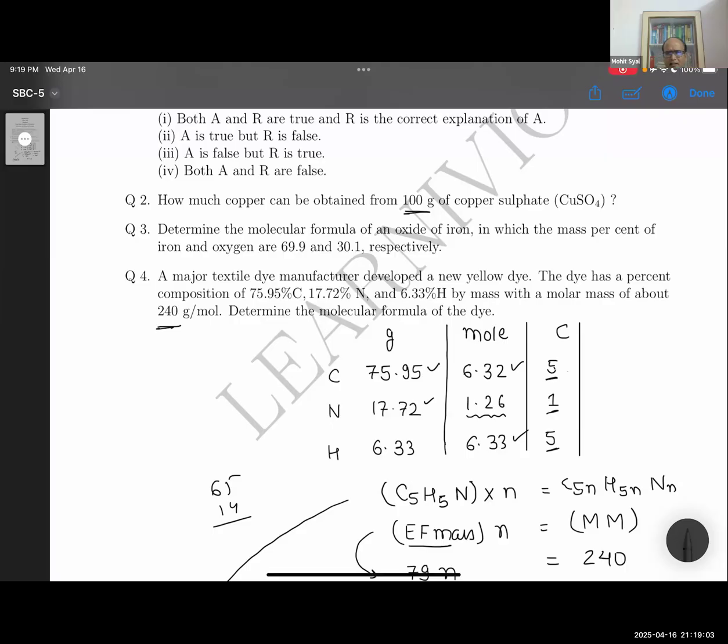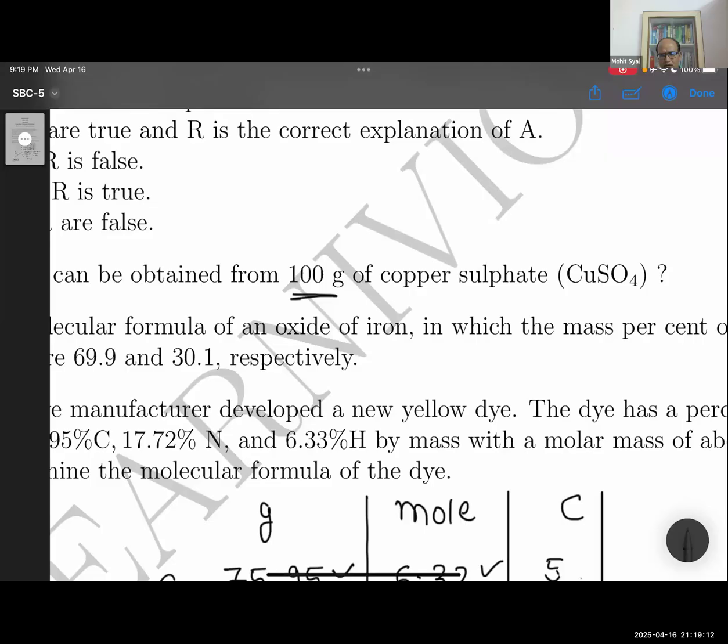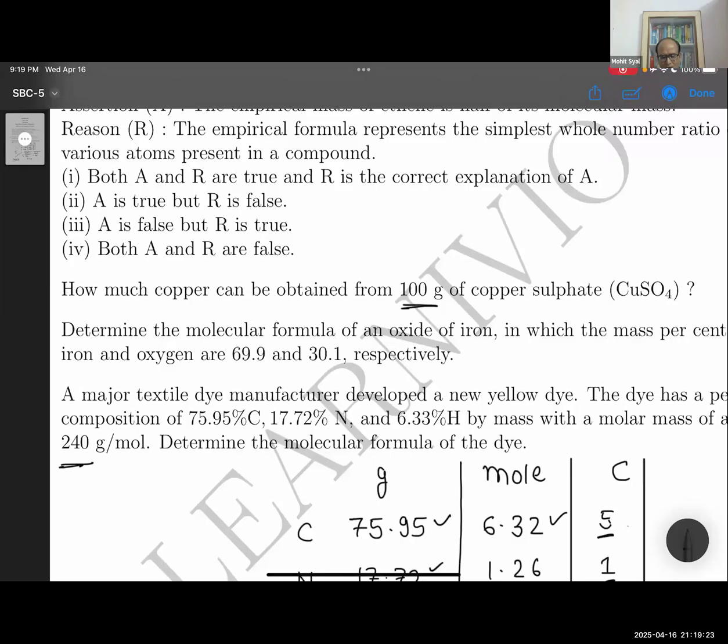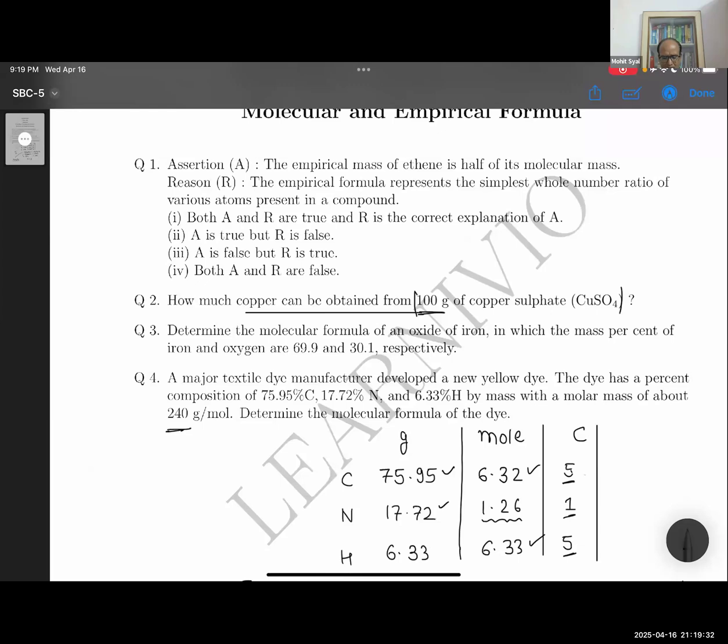This is not related to the empirical formula at all. It says to find the molecular formula, right? Actually the molecular formula is not given, it is copper sulfate. So this is a mass-related problem, how much mass of copper is present in 100 gram of copper sulfate. Which one, the third one? The below one. Yeah, the third one.